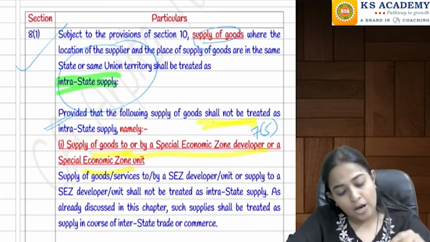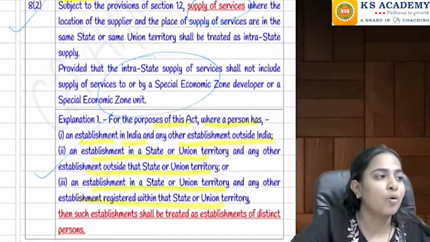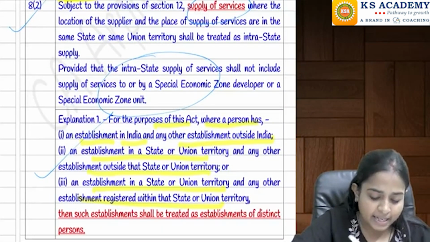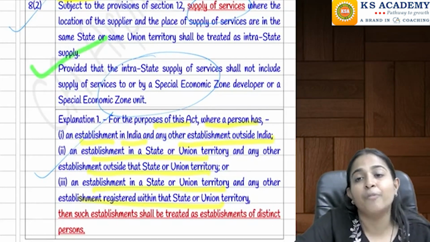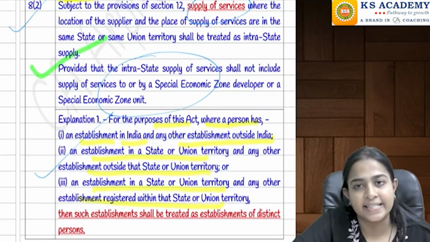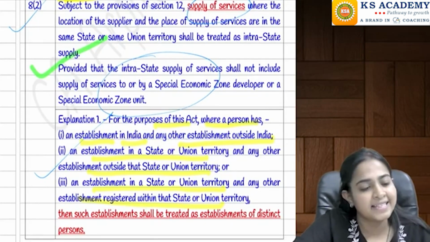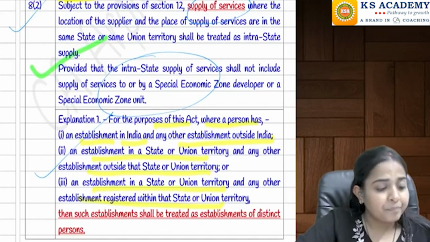Very clear with this? Then going on to section number 8.2. Section number 8.2 is a similar section talking about services. The same provision is applicable. And yes, if you have provided any services to SEZ also, then that exception will be applicable. Wherever you see SEZ, it will be considered as interstate supply. Very clear till here.